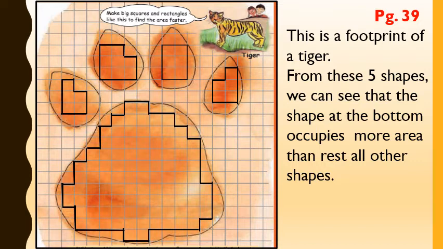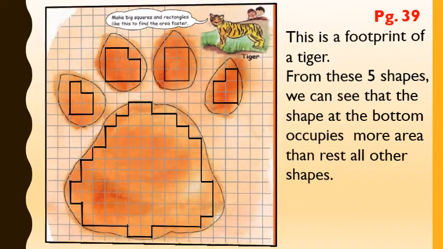Make big squares and rectangles in such a way that they cover only complete squares. After that, we have to identify the largest square and rectangle within the shape to know their area, and then count the small squares present inside them. From these 5 shapes, we can see that the shape at the bottom occupies more area than all the other shapes.